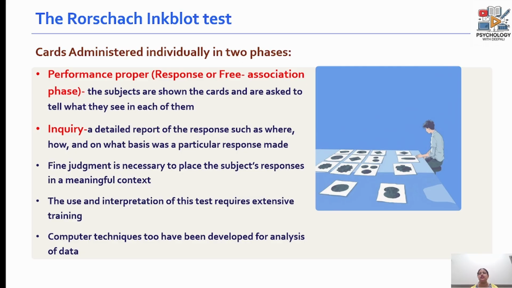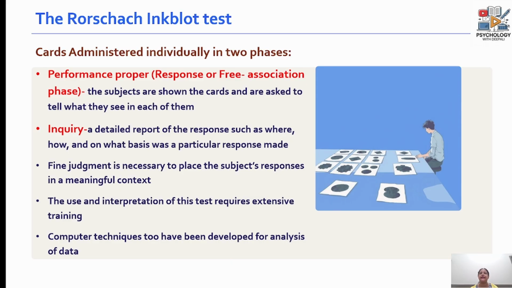Fine judgment is then necessary by the examiner to place the subject's responses in a meaningful context. And the use and the interpretation of this test requires a lot of training on the part of the examiner. So unless the person is a trained examiner, it is not possible to really interpret the subject's responses adequately.